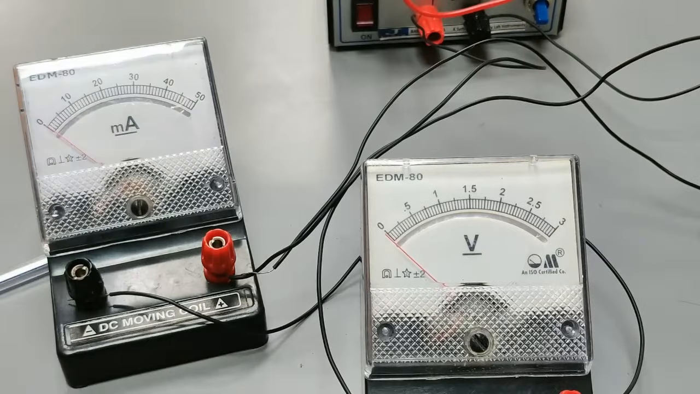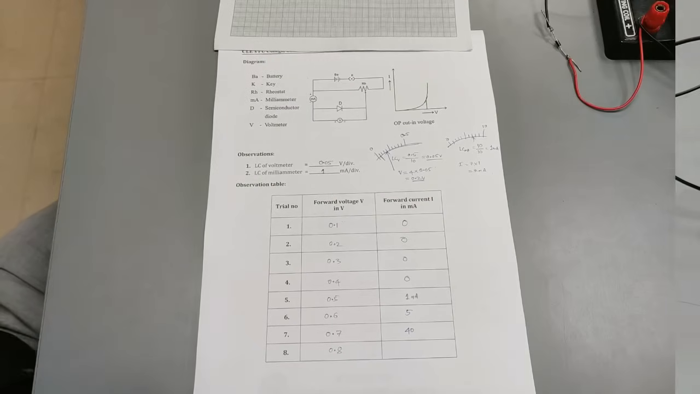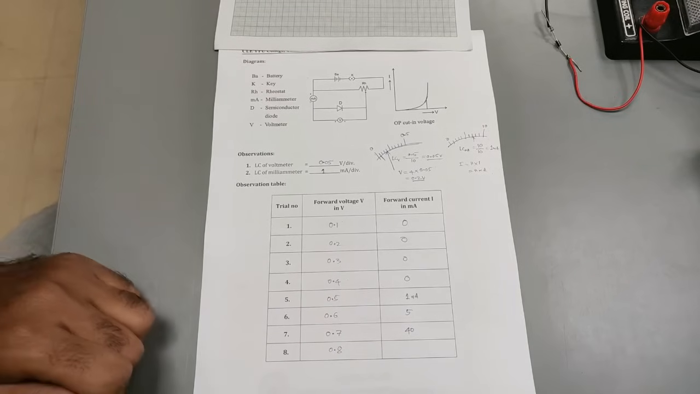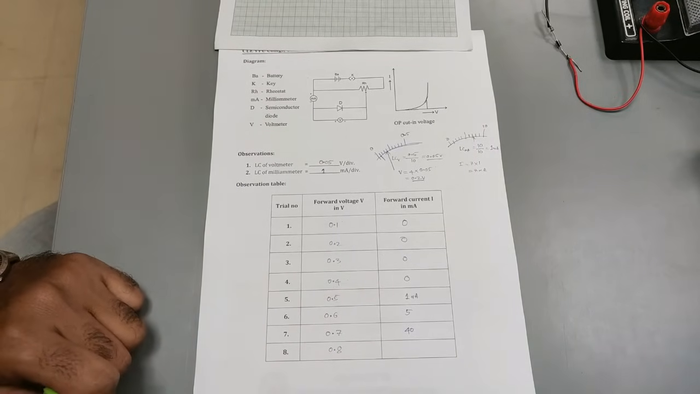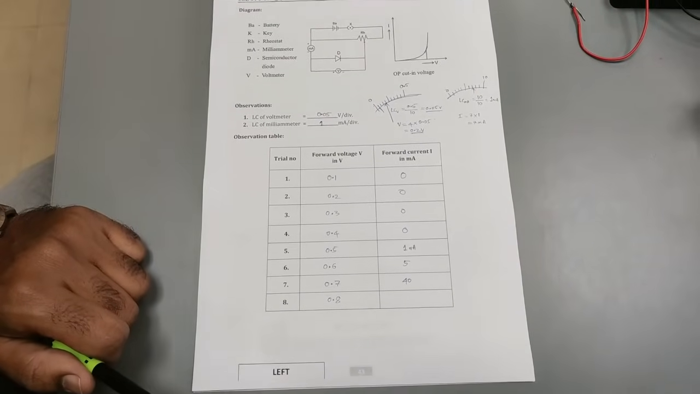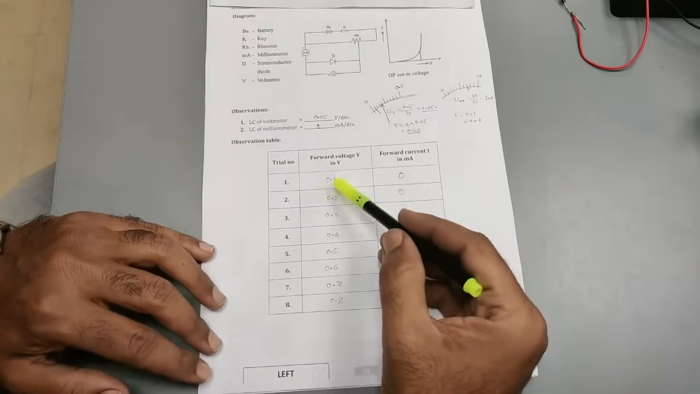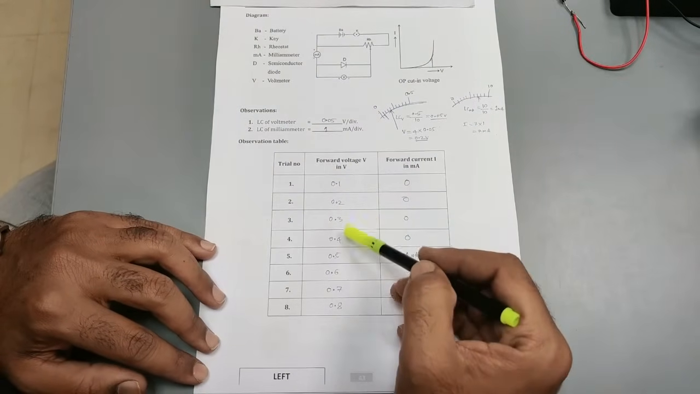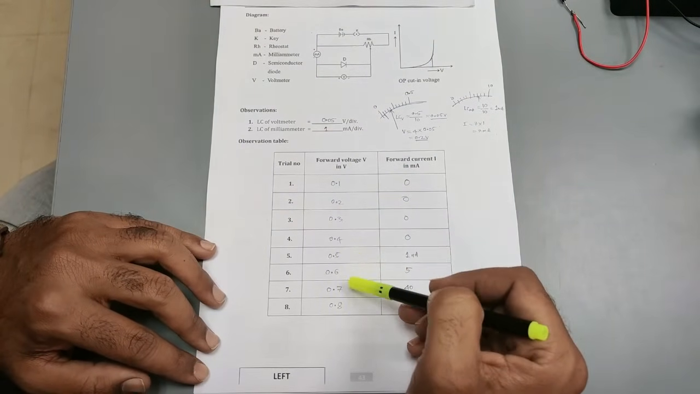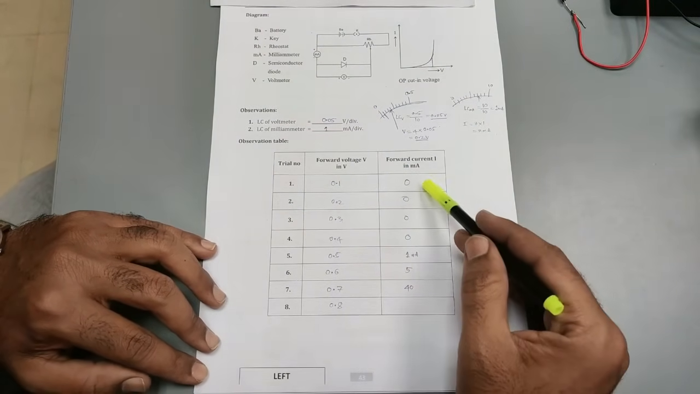Okay, I will switch off the circuit now. Let us go for the readings as well as the graph. Now let us see how to plot the graph. See, I have taken all the readings here. We have written all the readings here, right? You can observe. The forward voltage I have written here: 0.1, 0.2, 0.3, 0.4, 0.5, 0.6, 0.7, 0.8. Respective current we have noted down.